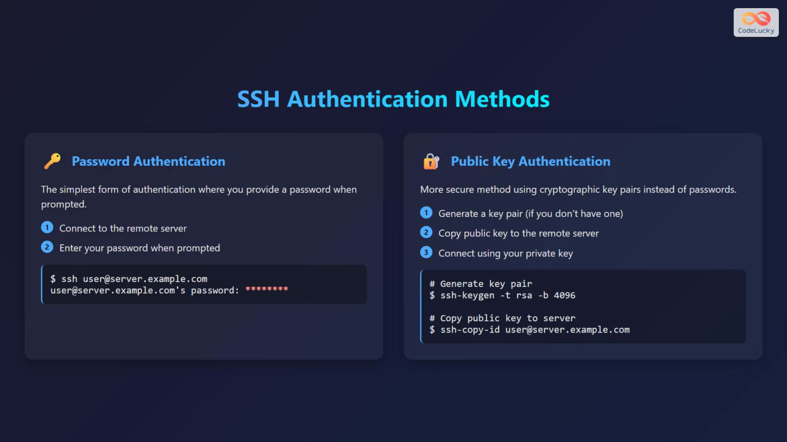A more secure method is public key authentication, which uses cryptographic key pairs instead of passwords. Here are the steps to use public key authentication. First, generate a key pair if you don't already have one. Then, copy the public key to the remote server. Finally, connect using your private key. The commands for generating a key pair and copying the public key to the server are shown on the slide.